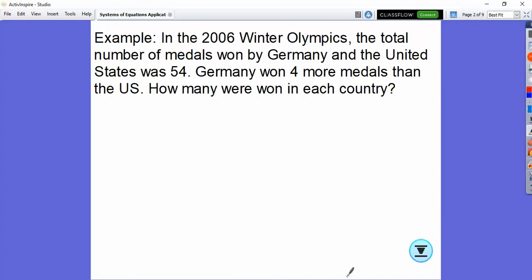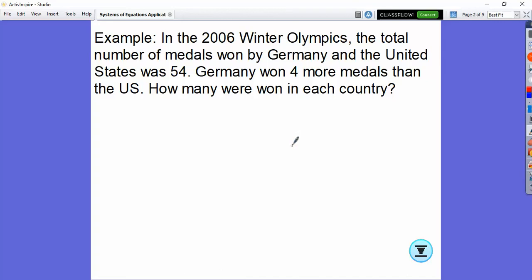So for example, in the 2006 Winter Olympics, the total number of medals won by Germany and the United States was 54. Germany won 4 more medals than the US. How many were won in each country?